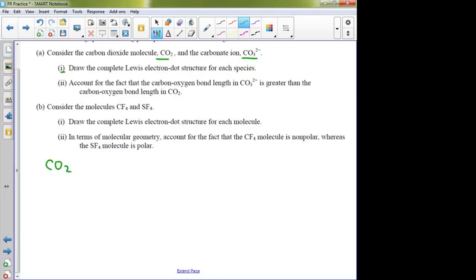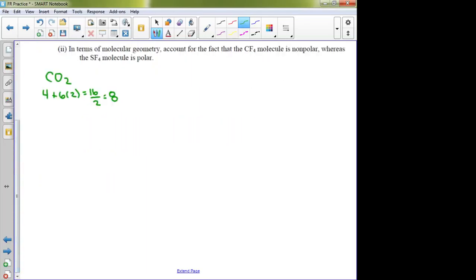Carbon has how many valence electrons? It's got 4. Oxygen has 6, and I'm going to multiply that by 2. So 4 plus 12 is 16, divided by 2 is 8. So I know I need 8 pairs of electrons. So let's start my drawing.